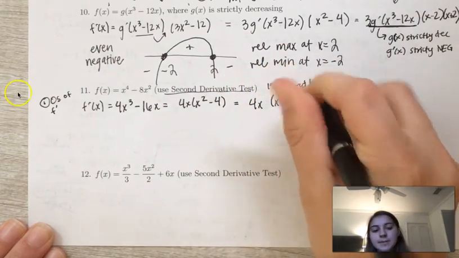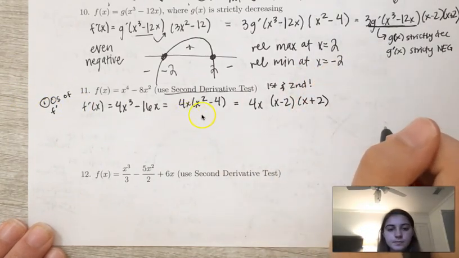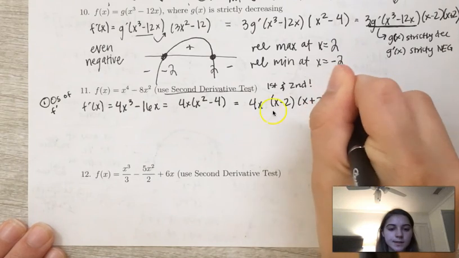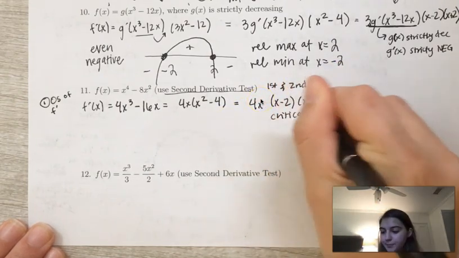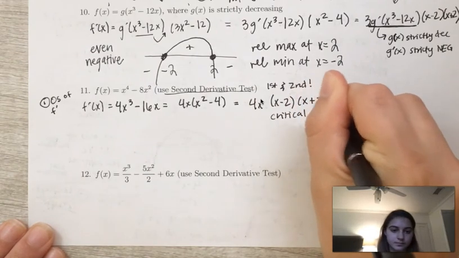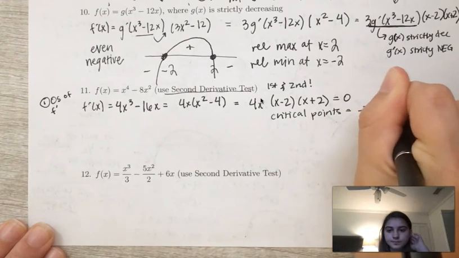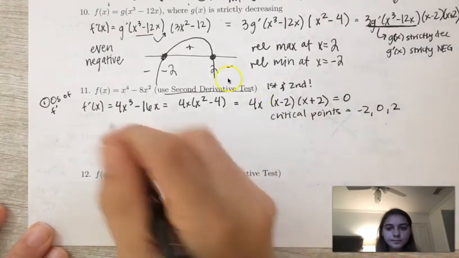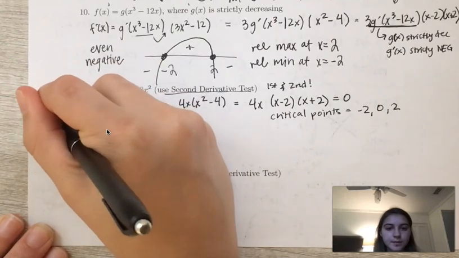So here's our first step. We're taking the zeros. Set that equal to 0. You know how to do this. Critical points are 0, 2, and negative 2. So now it's time to take the second derivative.